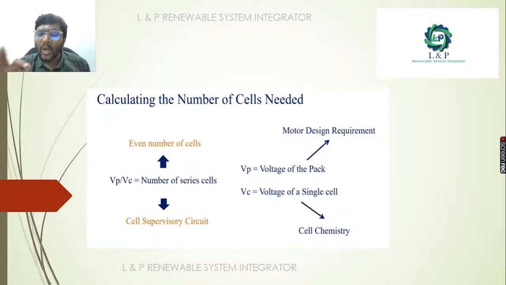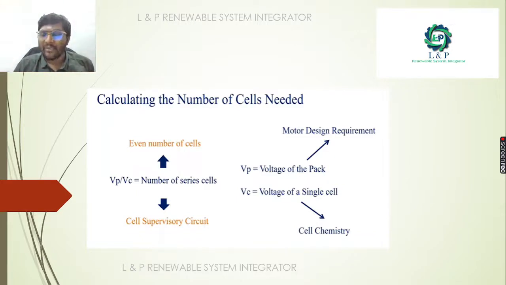So first, let us try to know how to calculate the number of cells needed. If we know the voltage of the entire pack and the voltage of the individual single cells, then we can sort out how many cells we need for designing a battery. We need to divide the entire pack voltage by the single cell voltage. Just as an example, say your entire pack voltage is 200 volts, and your individual cells are capable of providing 10 volts output. Then 200 divided by 10 is 20, so you need 20 cells.